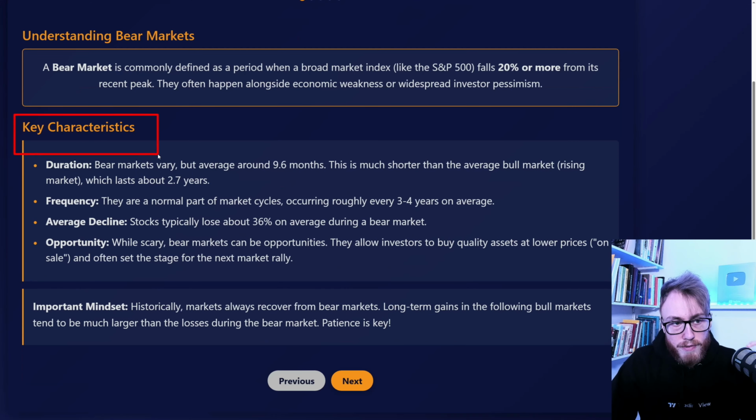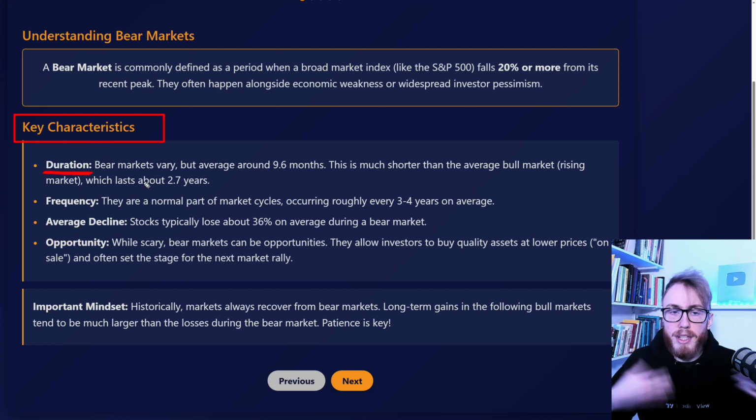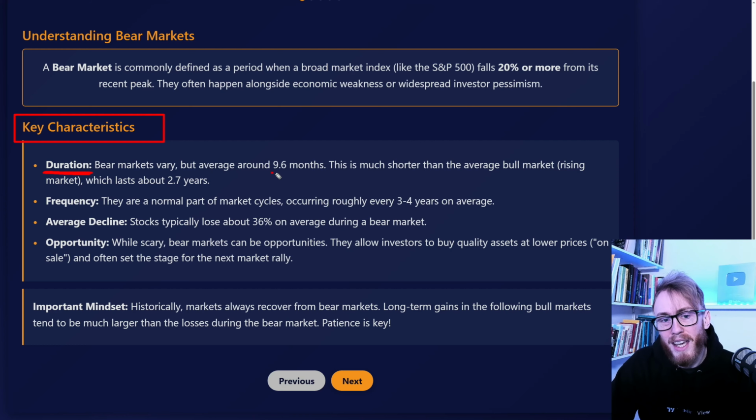But now then, what are some very important characteristics of bear markets? Well, the first one is duration. And the duration of bear markets, of course, varies here, but the average tends to be around 10 months, or 9.6 months. And one important thing here is that they tend to be much shorter than the average bull market. And a bull market is basically a rising market.